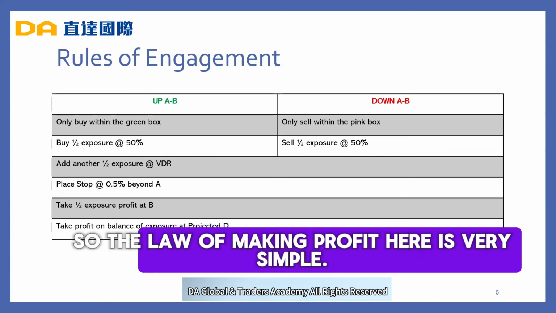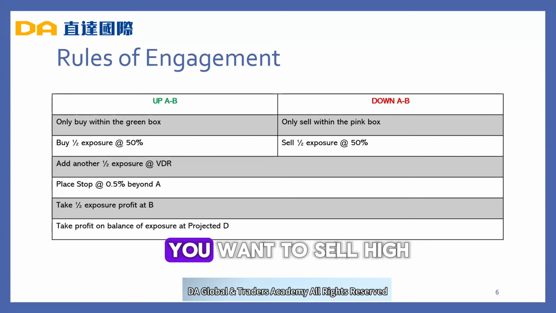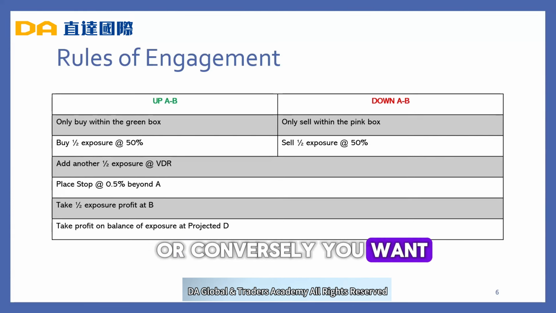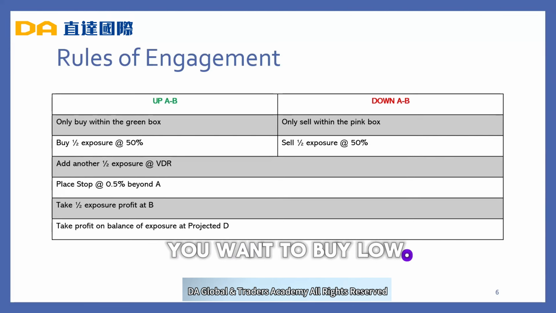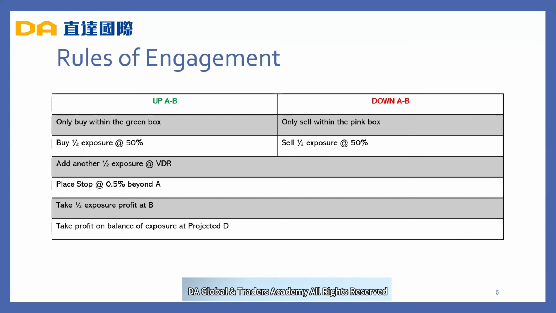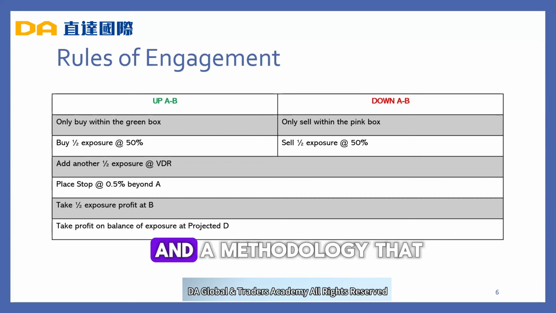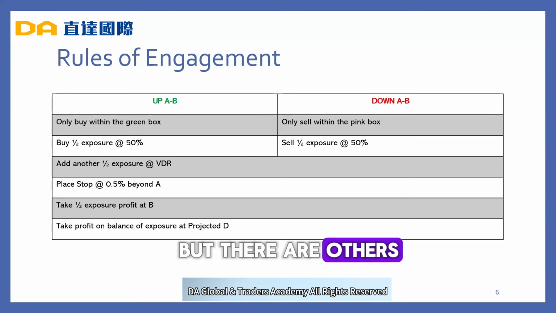So the law of making profit here is very simple. You want to buy low, you want to sell high, or conversely, you want to sell high, you want to buy low. So it's going to be very difficult for me to buy when the market is outside the AB box. Obviously, this is only a reference to me. This is my personality. So I got to pick a system and a methodology that fits my personality. I don't like to chase, but there are others who don't mind chasing the market. Maybe they have a different strategy, but this is not how I want to do it.